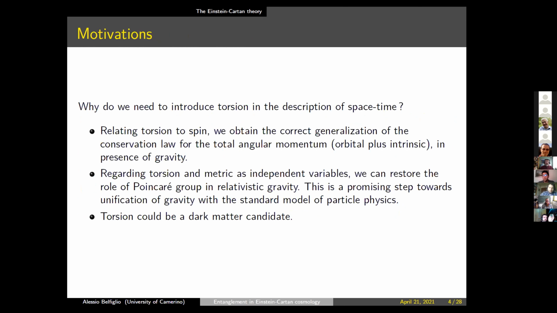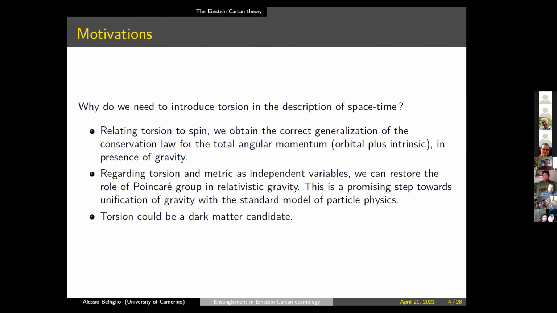Why should we introduce torsion? There are some mathematical reasons, but also some physical implications to the possible introduction of torsion. Concerning the mathematical part, in general, if we introduce torsion and relate it to the spin of particles, so if we assume that spin has a dynamical role in gravity, we are able to obtain the correct generalization of the conservation law for the total angular momentum. So in this case, orbital plus the intrinsic spin.